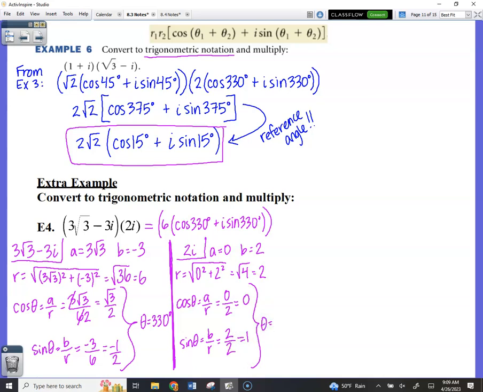So you can probably do this one in your head. If it's 0, 1, that means no right or left movement. You just went up. So that's the 90, and so theta is 90 degrees.